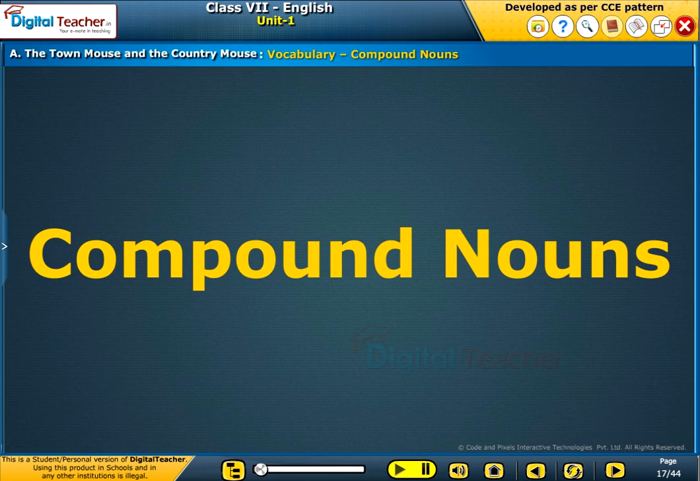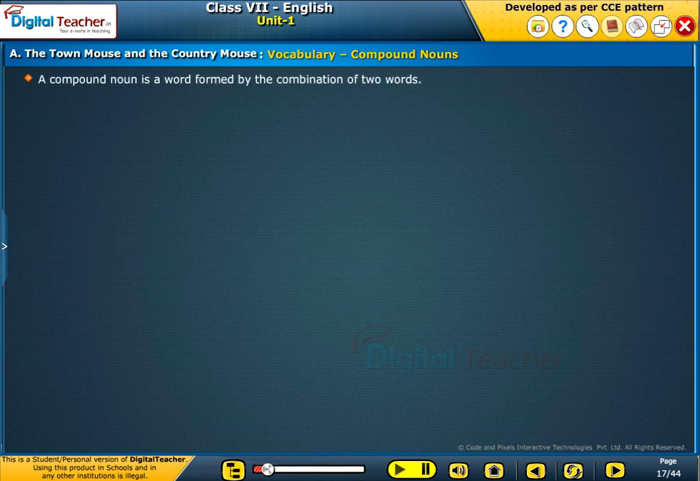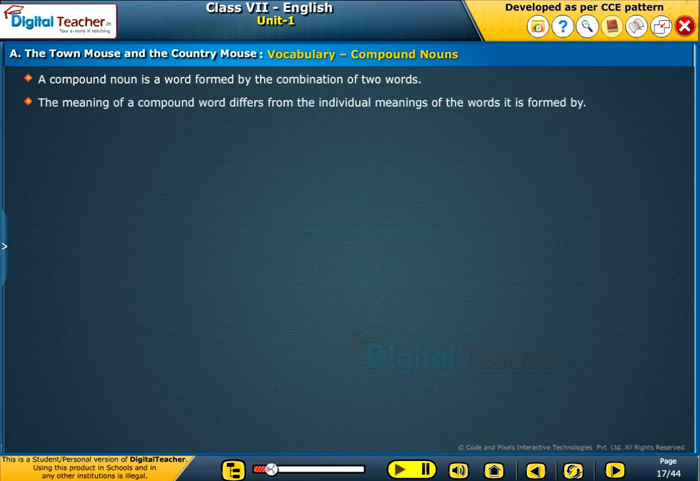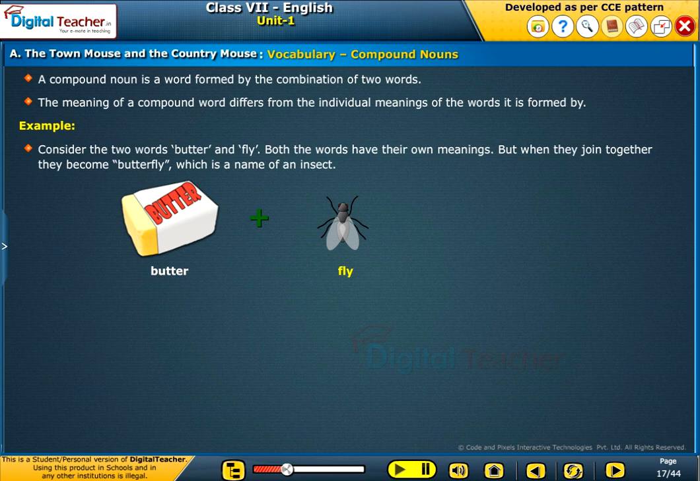Compound nouns. In this section, we will learn about compound nouns. A compound noun is a word formed by the combination of two words. The meaning of a compound word differs from the individual meanings of the words it is formed by. Example: consider the two words butter and fly, both having their own meanings, but when they join together, they become butterfly, which is the name of an insect.